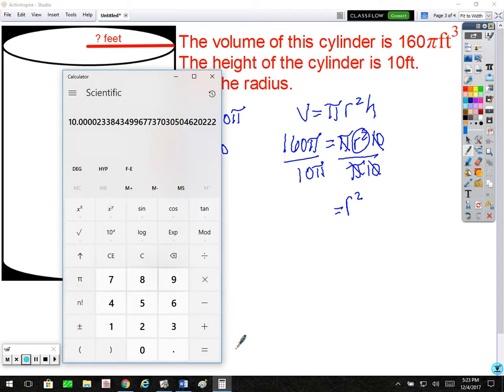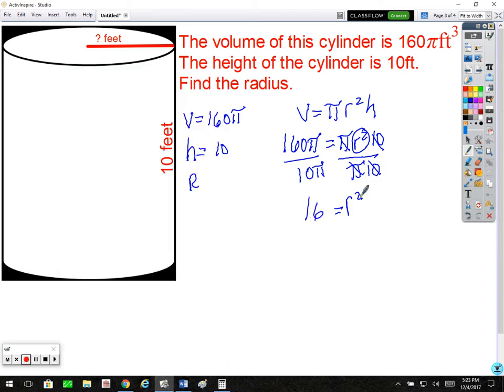Okay, let's pull our calculator back up. 160 times the pi button divided by 10 times the pi button gives me 16. Okay, so remember, this is the radius square. What I'm looking for is the radius. So remember, the last step for these type problems is we have to take the square root. The square root of r squared is r, because remember, the radical sign will cancel out the square. Okay, and then the square root of 16 is 4. So the radius of this cylinder is 4 feet.